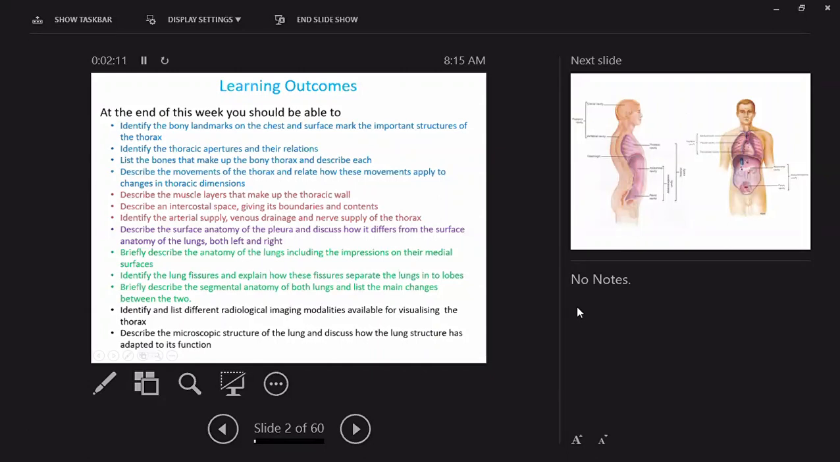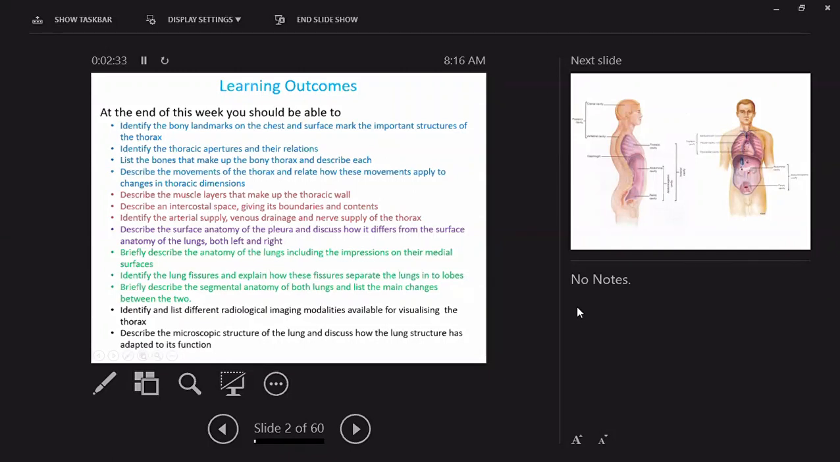You should know what the impressions of the surfaces are. I will tell you what those are. Identify the lung fissures. Some of you must be knowing that the lung has lobes and fissures separating them. Then what is the segmental anatomy? We always talk about it, a very important word. Identify and list different radiological imaging. You will have a lecture for this.